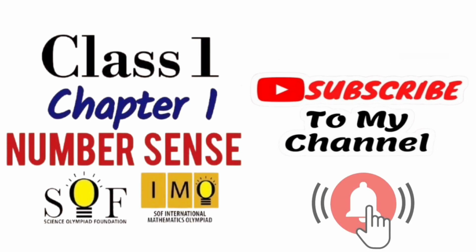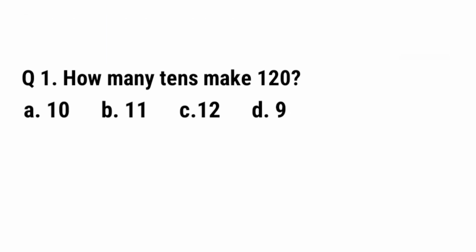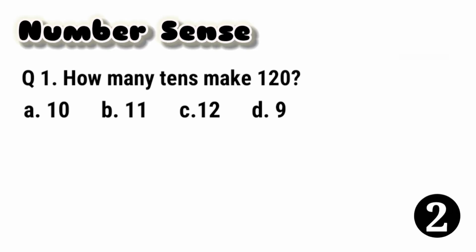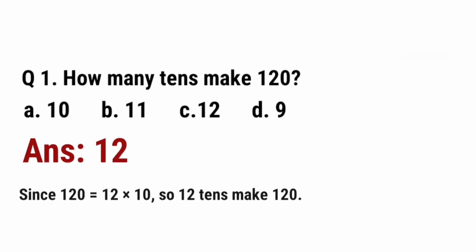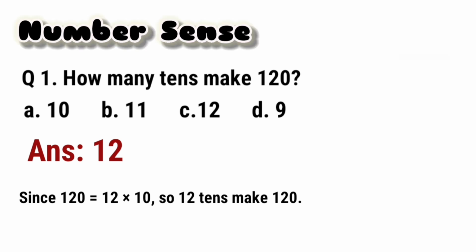How many tens make 120? A 10, B 11, C 12, D 9. Answer C 12. 12 into 10 equals 120. So 12 tens make 120.